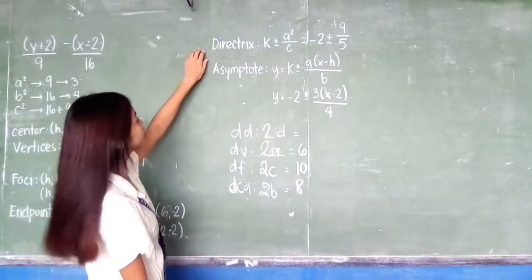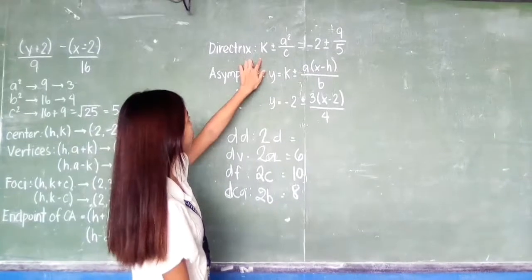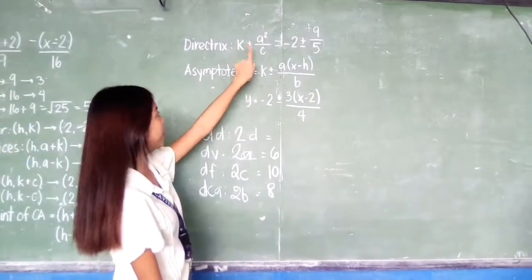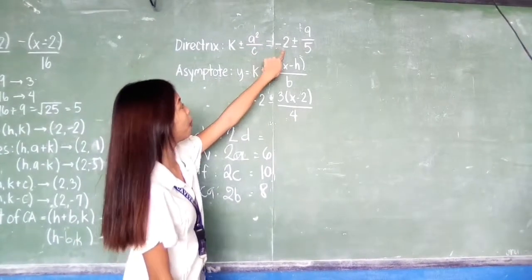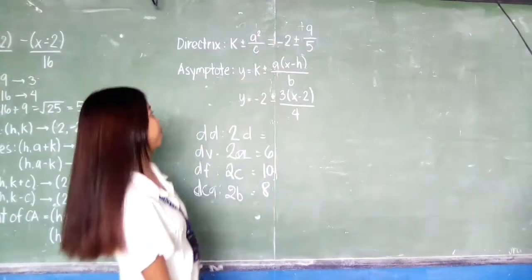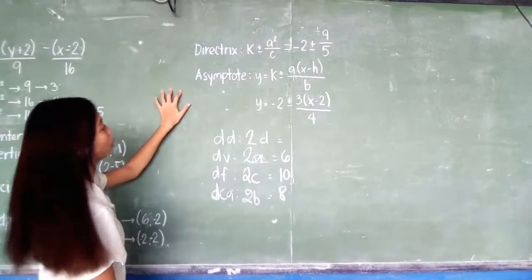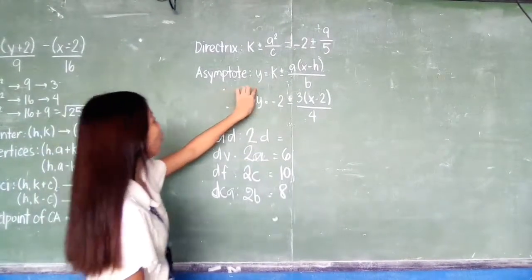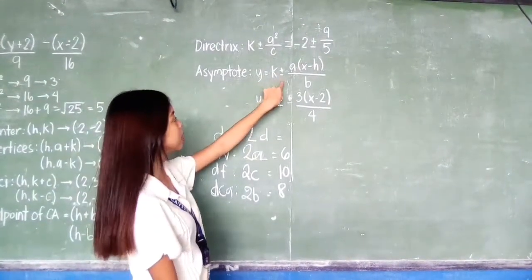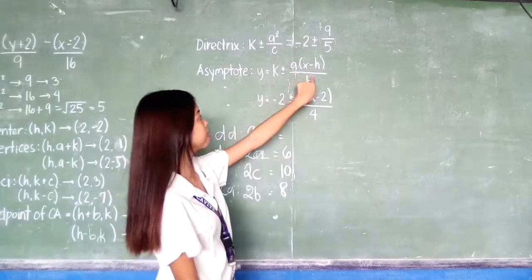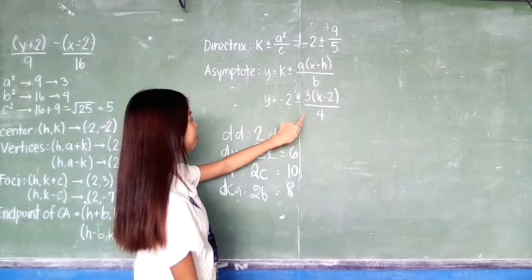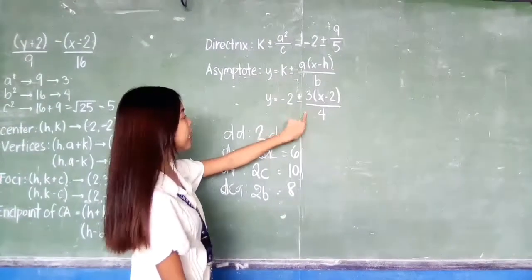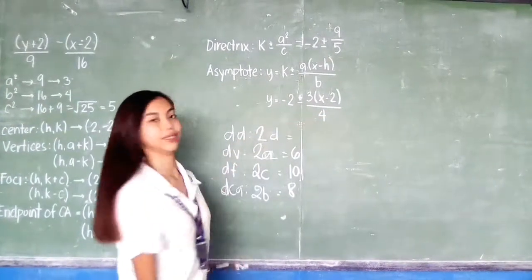To find the equation of the directrix, we will use the formula k, positive and negative a squared over c, and the answer will be negative 2, positive and negative 9 over 5. And for the equation of the asymptote, we will use its formula y is equal to k positive and negative a x minus h over b. And the answer will be negative 2 positive and negative 3 x minus 2 over 4.